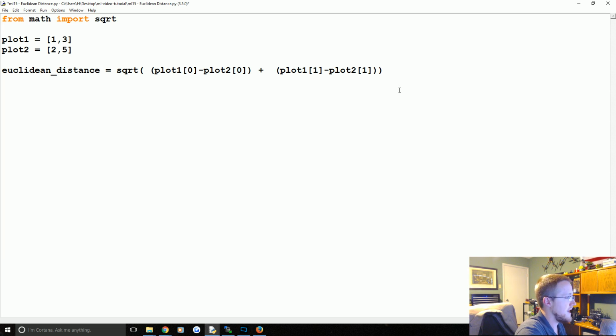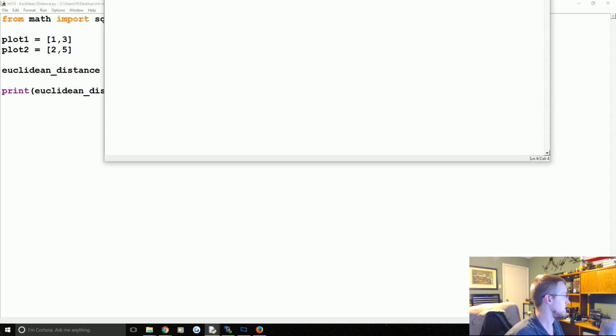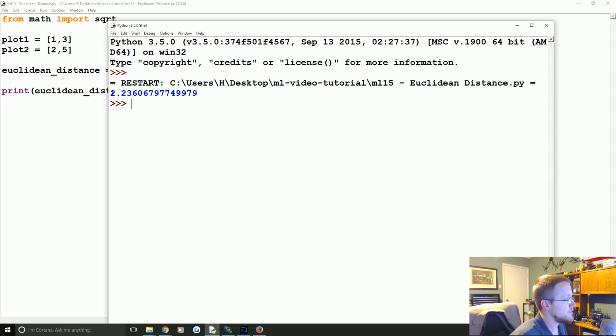Oh, these also need to be squared. So that squared, and this squared, right? And then the entire operation, we get to grab the square root of that. So now let's print the Euclidean distance. We get 2.2360 and so on. But basically, that is your Euclidean distance.